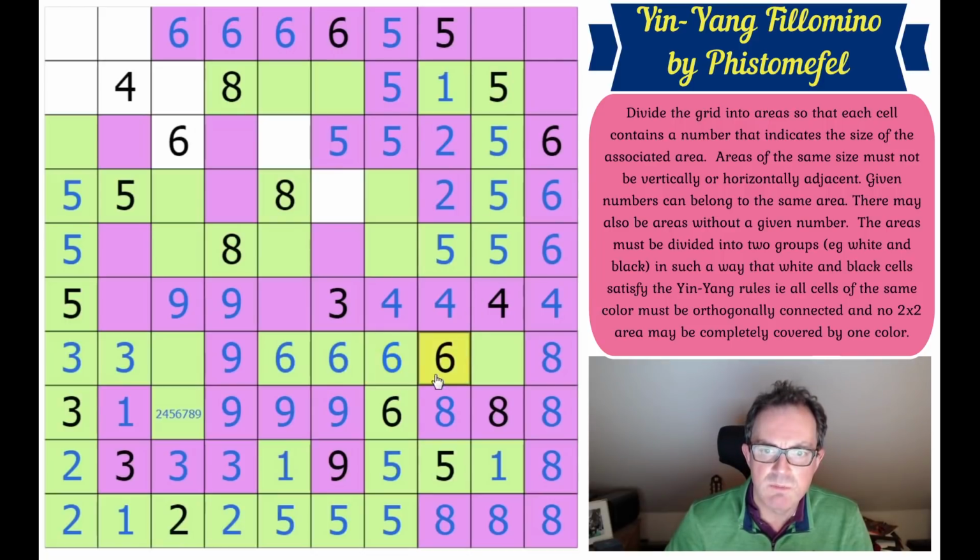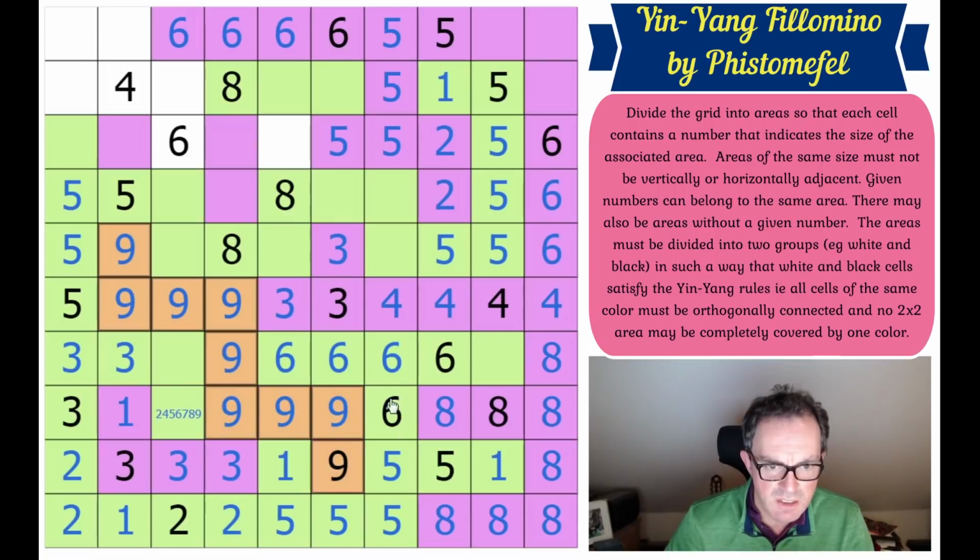Oh, goodness me, this green hasn't connected to its friend, so that's green. The 3 is penned in. The 9 has to take those 2 squares, therefore, otherwise it won't get enough digits.